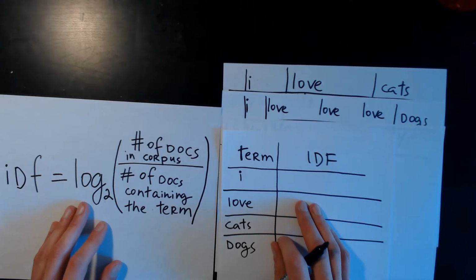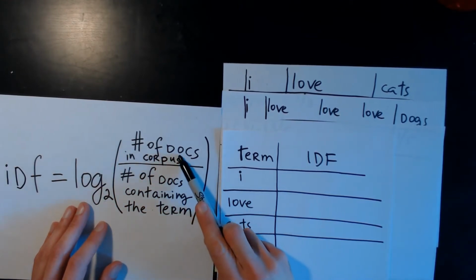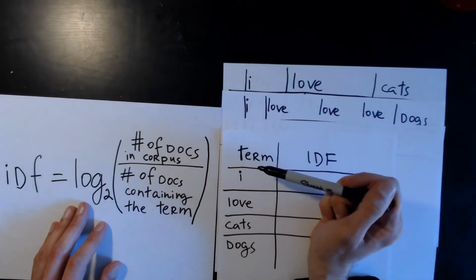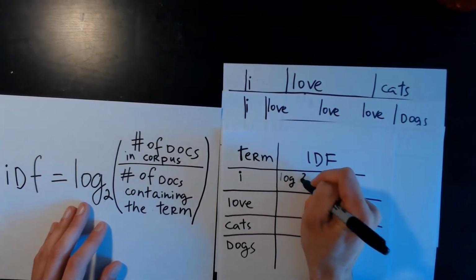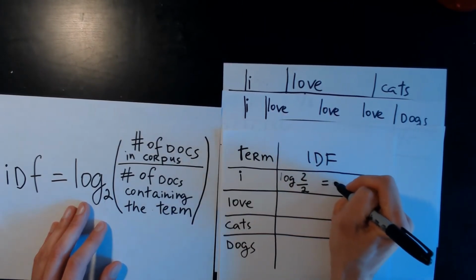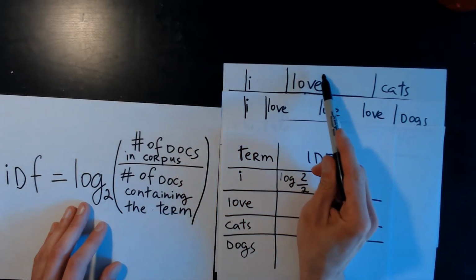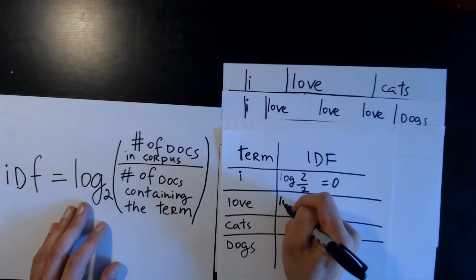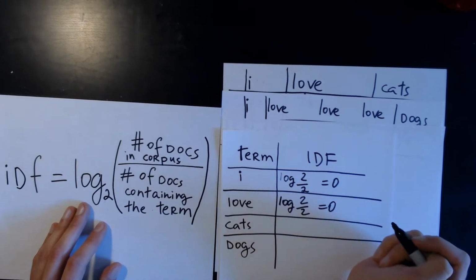The first unique term is I. We have 2 documents in the corpus, and we also have 2 documents containing the term I. So the IDF for I is going to be log of 2 divided by 2, or log of 1, which equals 0. For love, again, we have 2 documents in the corpus, 2 documents containing the term love. It's going to be also log of 2 over 2, which is 0.